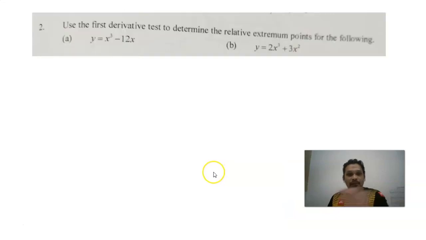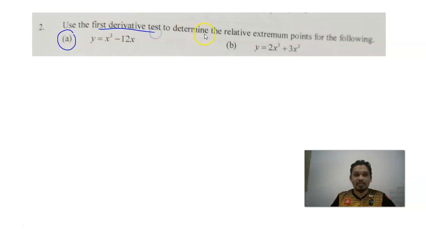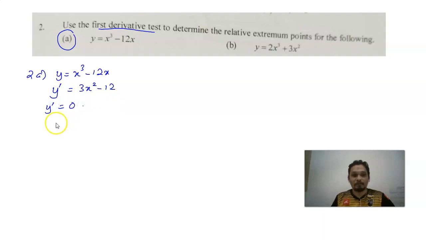Okay, so I chose the first one here, and let's continue with question A. Use the first derivative test to determine the relative extremum point for the following. Number 2a, y equal to x cubed minus 12x. Using the first derivative test means that we will differentiate once only. y prime equal to 3x squared minus 12. Then we make y prime equal to 0, so 3x squared minus 12 equal to 0.